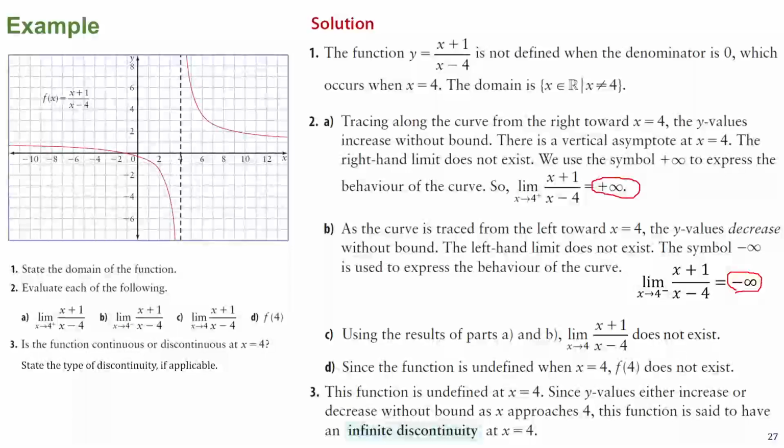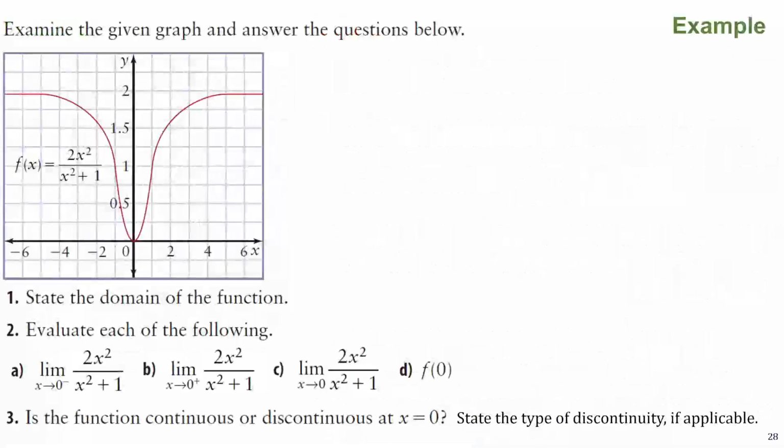Since this function's y value is either increasing or decreasing without bound, this function is undefined at x equals 4, right? Since the y value either increases or decreases without bound as x approaches 4, this function is said to have an infinite discontinuity at x equals 4. You get it? Okay. And another question. Another example. Can you examine the given graph and answer the questions below?